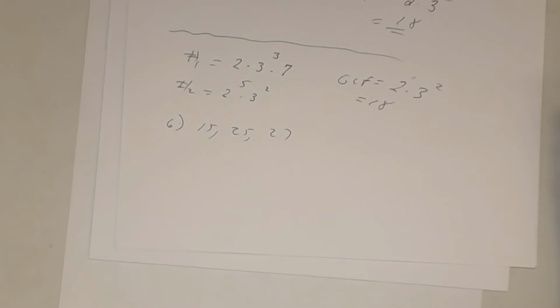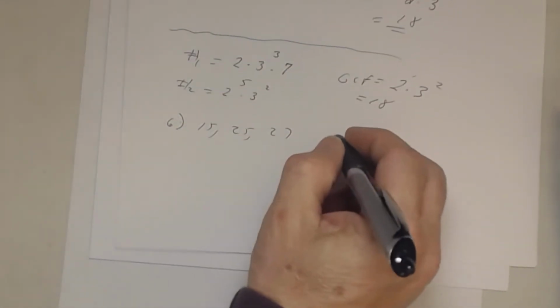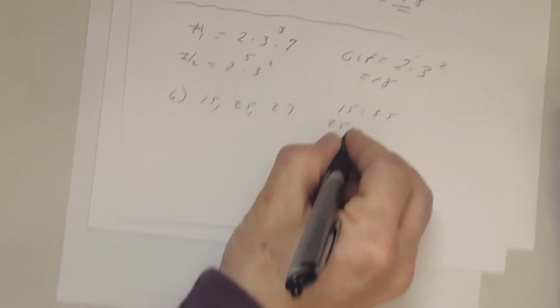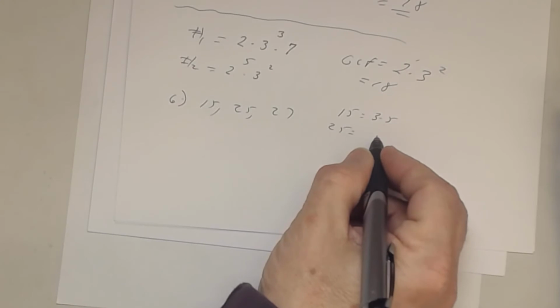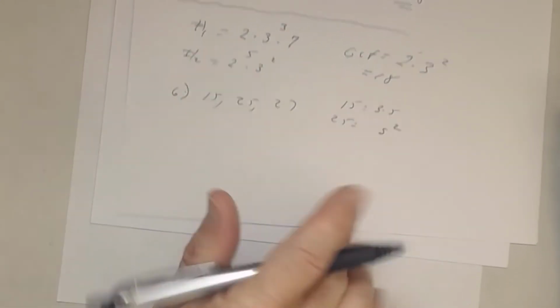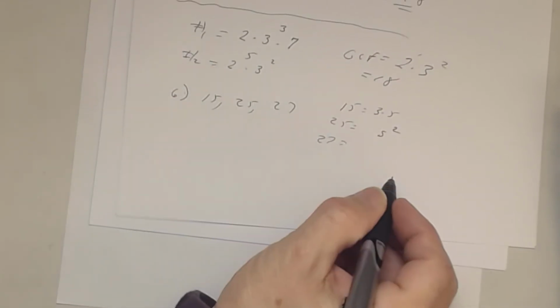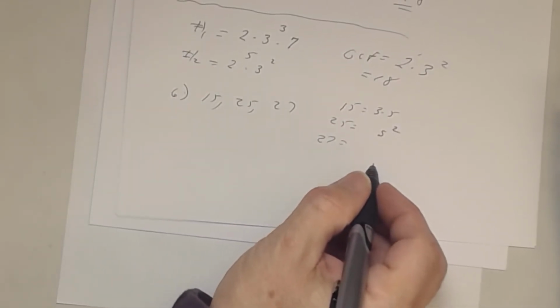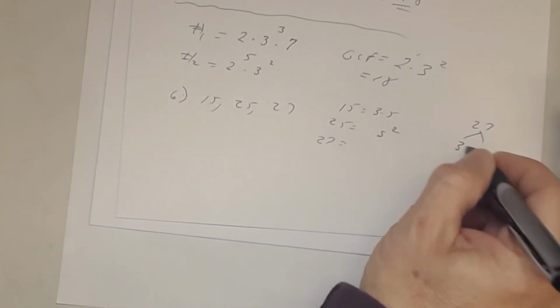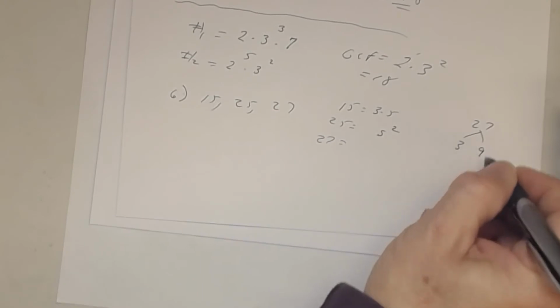Now let's suppose you didn't see that the GCF is 1. Let's do the prime factorization. 15's easy, you don't have to do the factor tree. What two prime numbers multiplied together is 15? 3 times 5. 25 is easy. What two numbers multiplied together is 25? 5 times 5, which is 5 squared. Okay, 27, you may need to do a factor tree. 27 is 3 times what? 9. 9 is what?